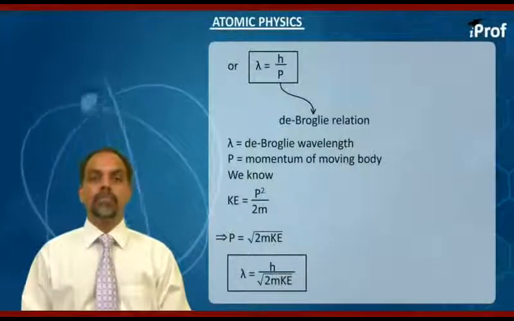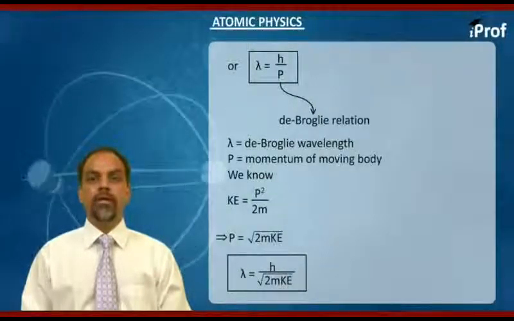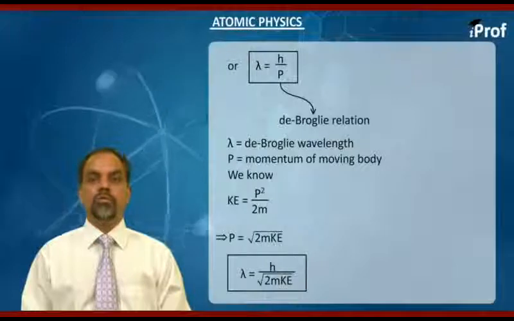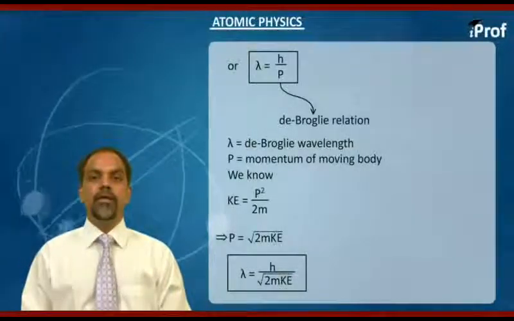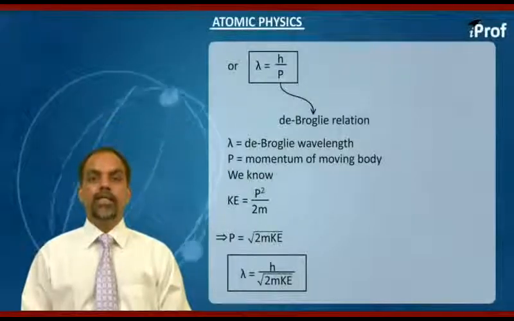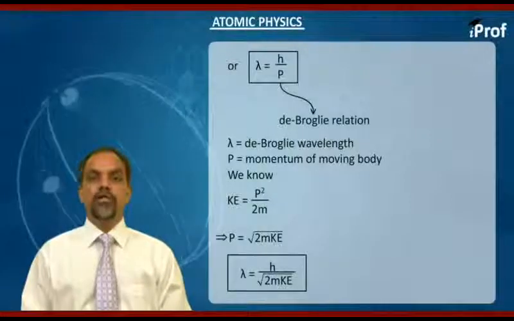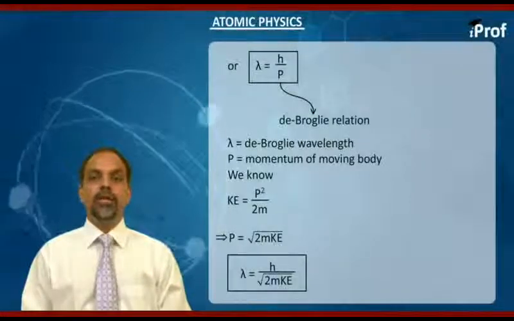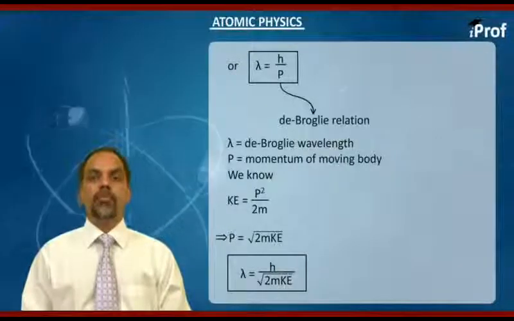That was his hypothesis. That was his guess. This relation must be valid for material particles also. So based on these two expressions, he gave his hypothesis, and he said this relation is valid for material particles as well. So we call this relation the de Broglie relation, that is lambda is equal to h over P.